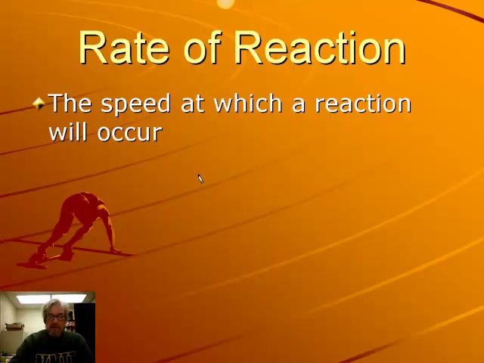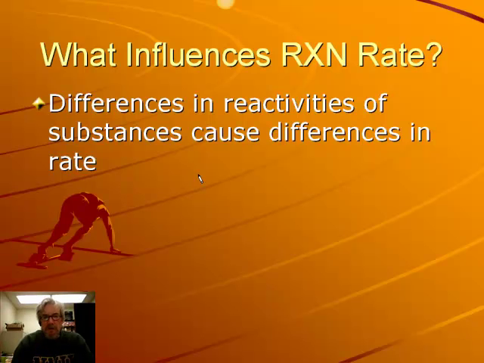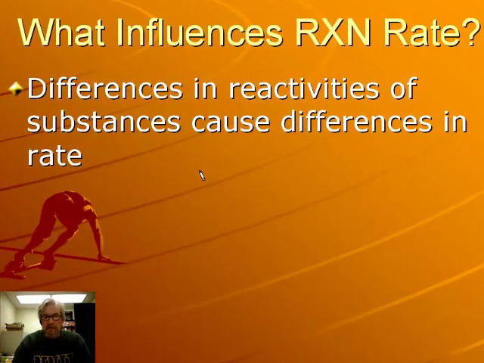Let's take a look at some factors that will influence how fast reactions go. One of them is just differences in reactivities of substances. They'll cause differences in rate. Some things just react better than others or faster than others. For example, if you cut a piece of sodium and expose it to air, within seconds it's oxidized and the surface is no longer sodium but sodium oxide.